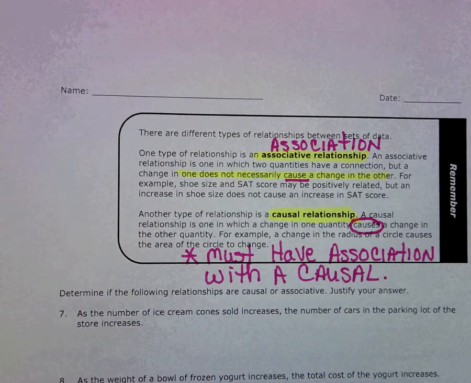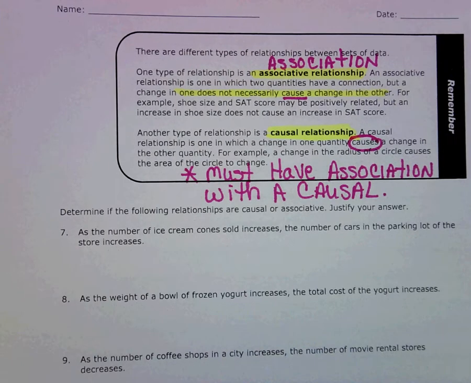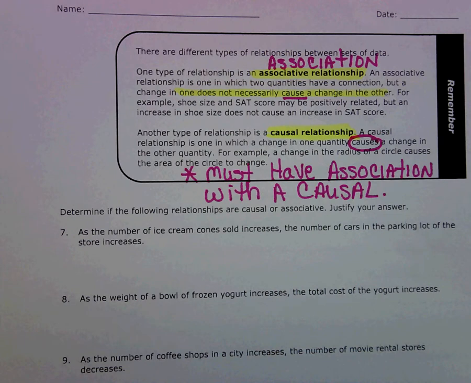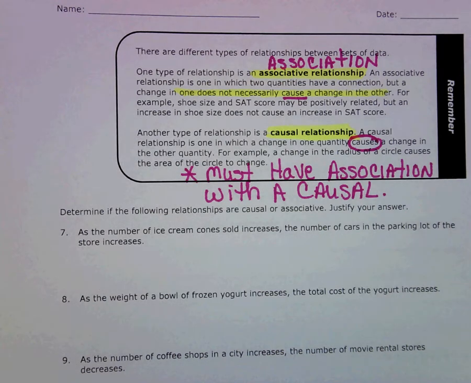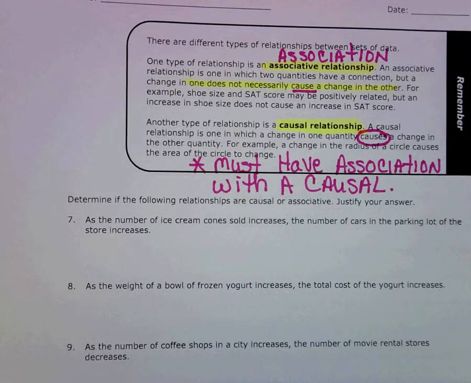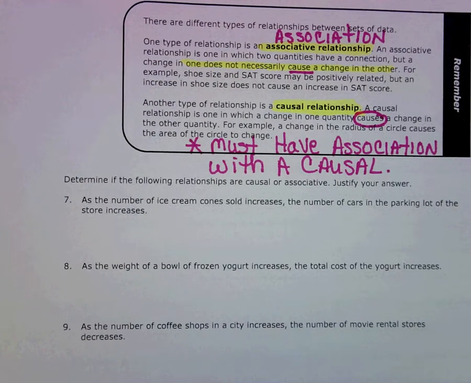So let's look at the examples below. We're going to determine if there's an association, and then if there is association, we're going to determine if there's a causal relationship, if one thing causes the other. I would suggest maybe to pause your video and see if you can answer these on your own first, and then turn it back on and see how you compare to what I said.